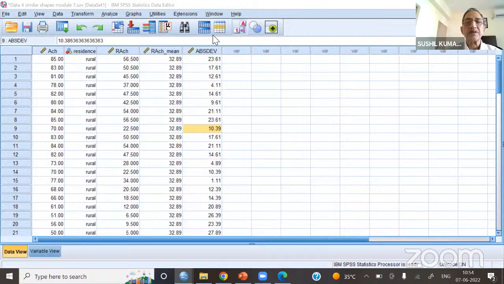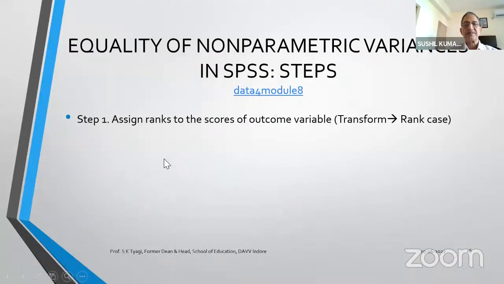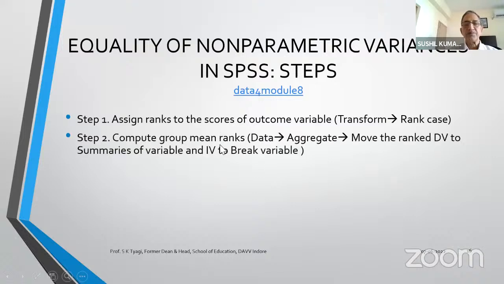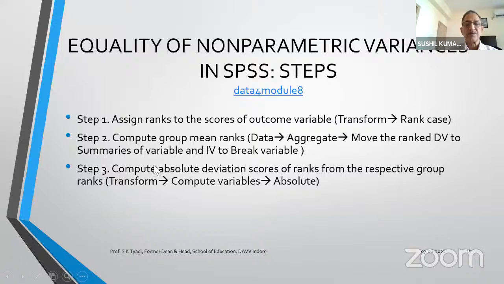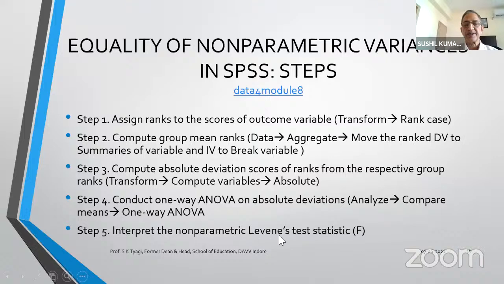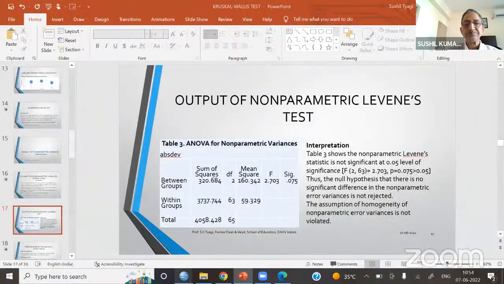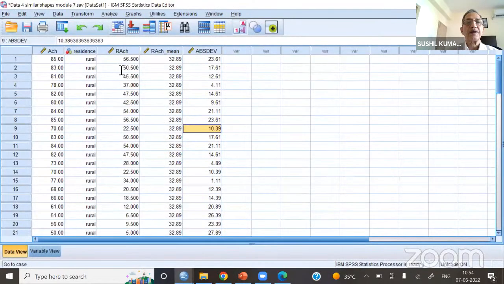Now what you do, you just conduct one-way ANOVA on this. See what we have done. We have assigned rank, then we have computed the mean rank, then we have computed the deviation of the rank from the mean rank. And now we have to conduct one-way ANOVA. If this ANOVA is not significant, our assumption is fulfilled. Then interpret the non-parametric Levene's statistics. So the last step is you conduct ANOVA on this.